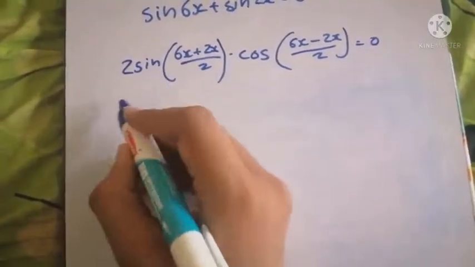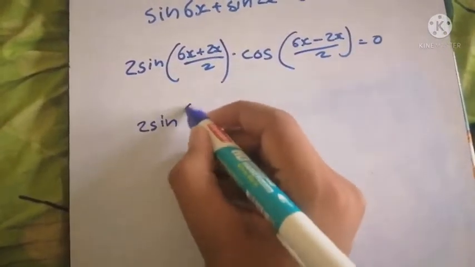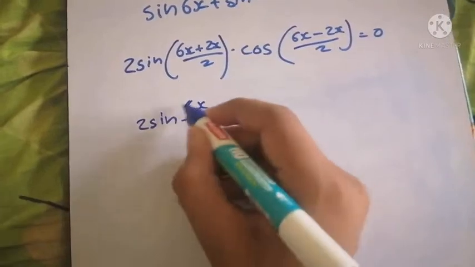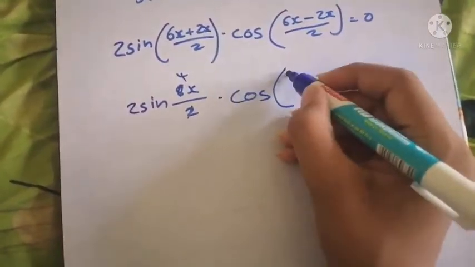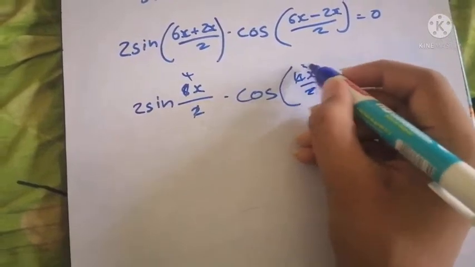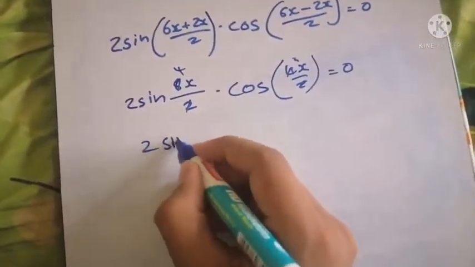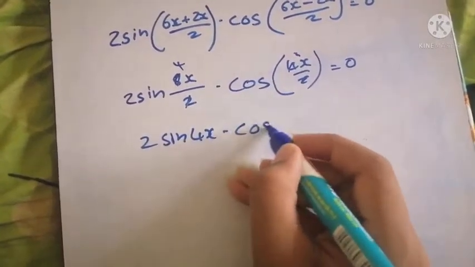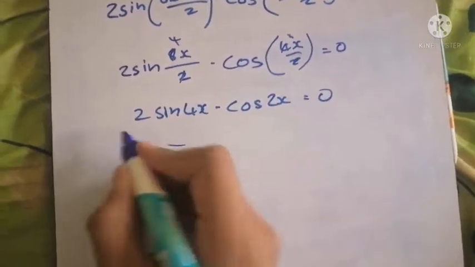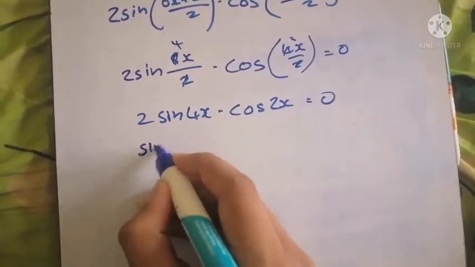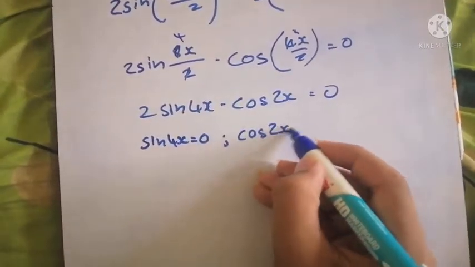So now we'll continue the problem. So sin 6x plus 2x gives 2 sin of (8x) by 2 into cos of (4x) by 2 equals 0. So now 2 sin 4x into cos 2x equals 0. If we transfer the 2, it will cancel. So now sin 4x equals 0 or cos 2x equals 0.